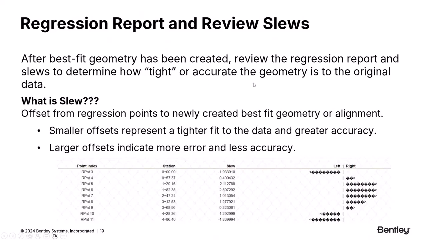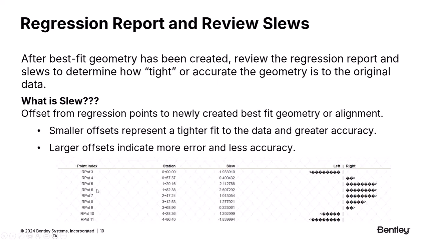So once you have your best fit geometry, it's usually a good idea to run a report on that best fit geometry to determine how tight or accurate that data is to the geometry that was created and to the original data as well. So in this particular case, we want to talk about creating the regression report and reviewing the slews. And some people may not be familiar with this terminology of slew. What is a slew? I've heard this. What does that mean? It's basically just the offset of the regression points to the newly created geometry. Okay, it's just the difference.